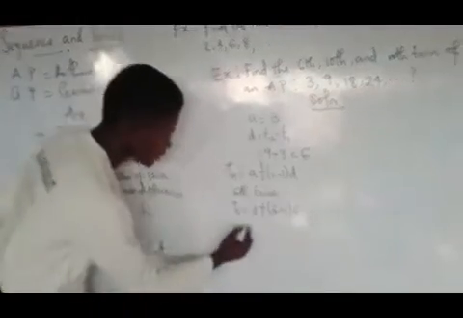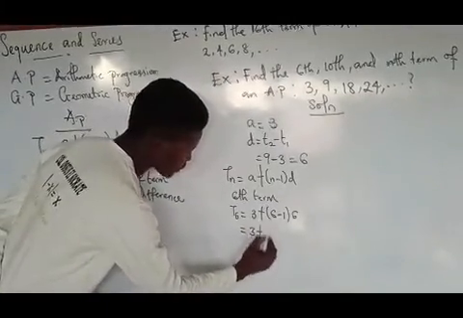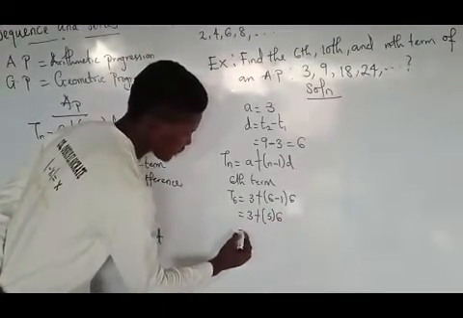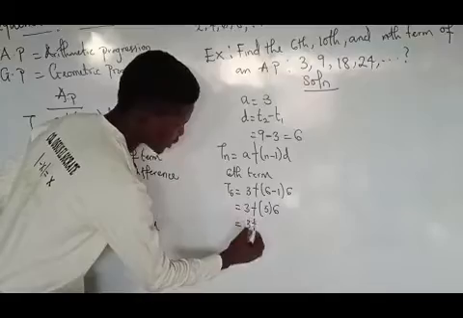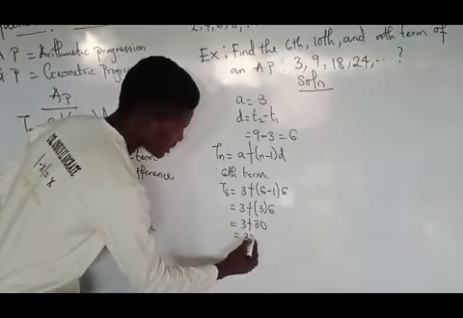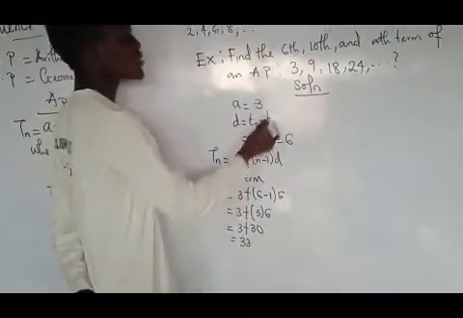6. All right. So that will be 3 plus (6 minus 1), which is 5, times 6. That will be 3 plus 5 times 6, which will give you 30. That means my T6 is 33. Now the next one is to find my 10th term.